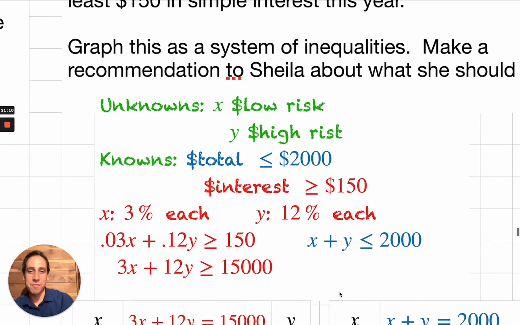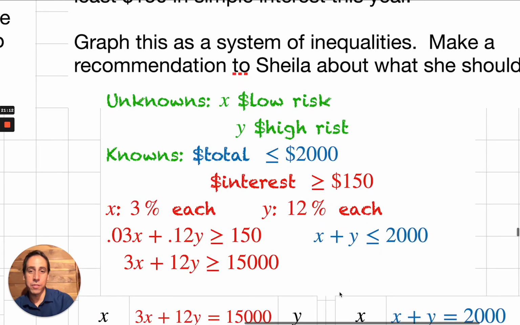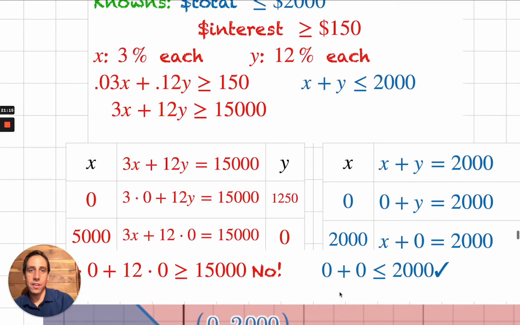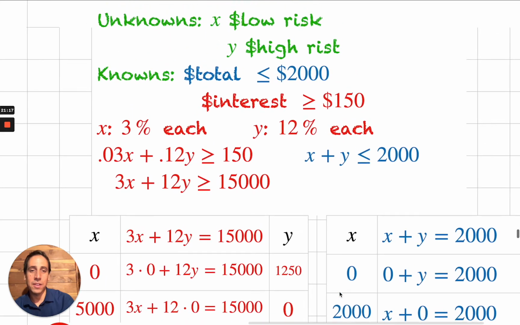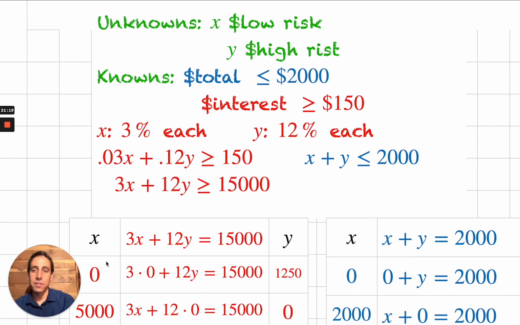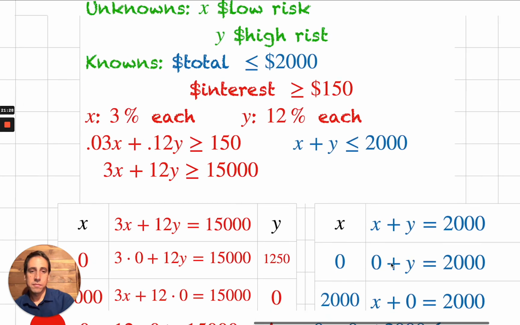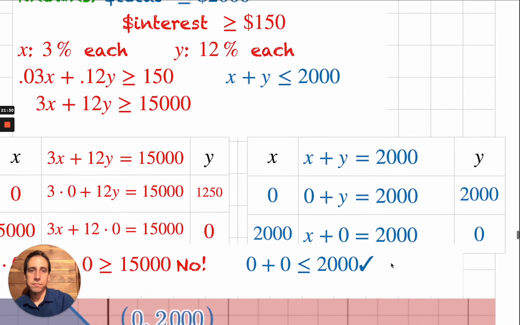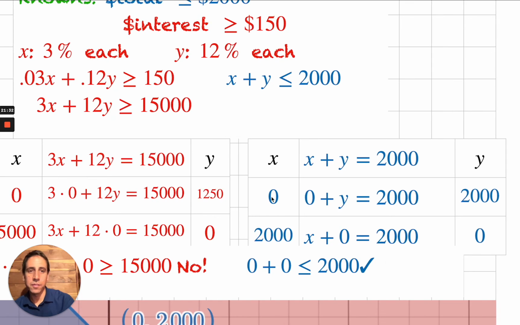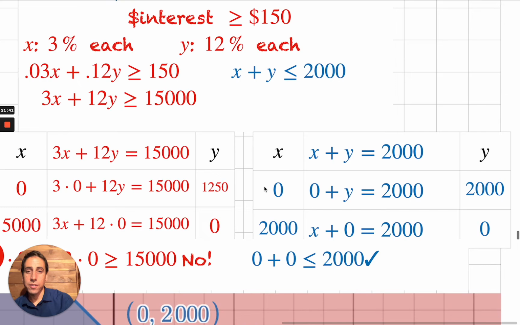And then, boom. So now we've got to graph both of these. Both of these inequalities represent tables that you can actually make. Notice, plug in 0 for x, calculate the y. Plug in 0 for y, calculate the x. And then same for blue as well. Plug in 0 for x, calculate the y. Plug in 0 for y, calculate the x. And so these are x and y intercepts you can graph.